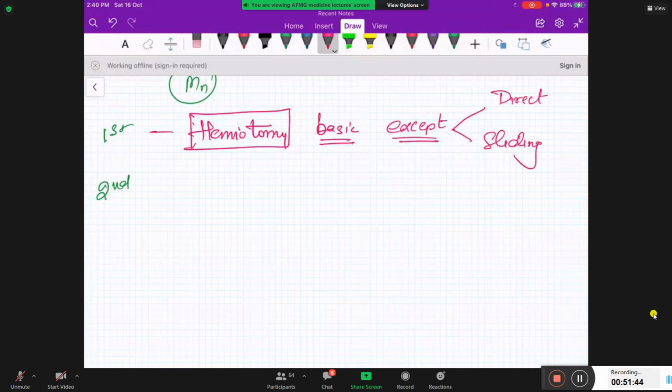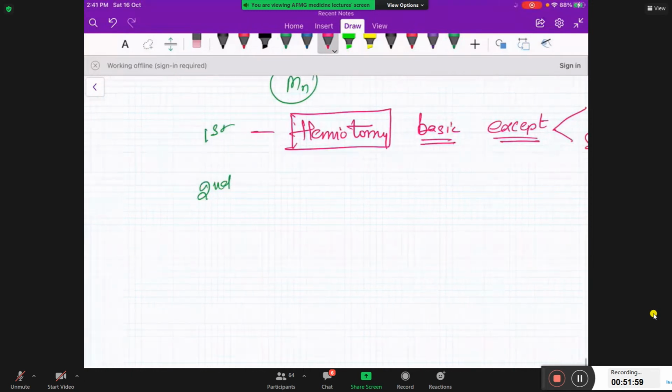क्योंकि स्लाइडिंग हर्निया में विसरा ही सैक बनाता है, तो अगर आप सैक को काटोगे तो आप विसरा को काट दोगे. So you should not do herniotomy in a sliding, as well as a direct hernia. Okay, and very important point.